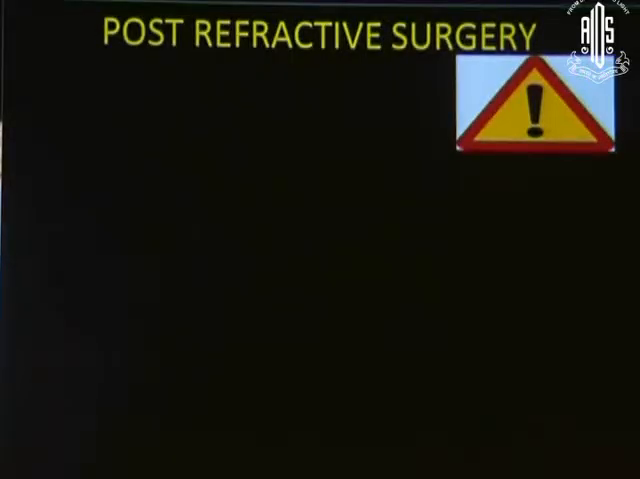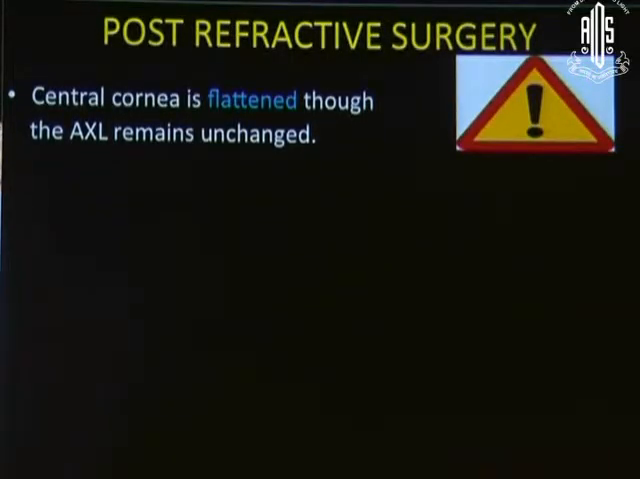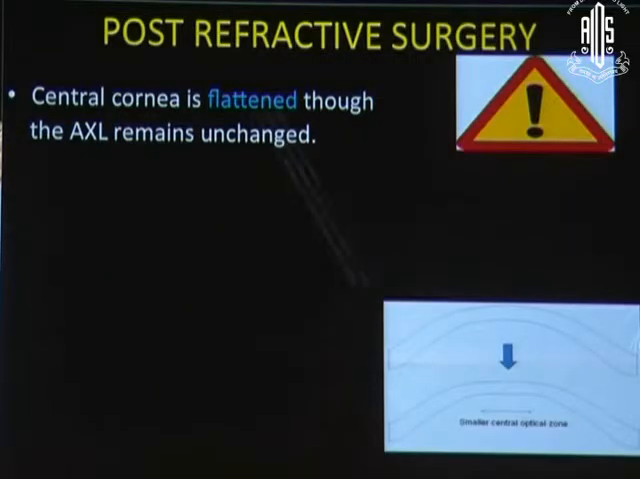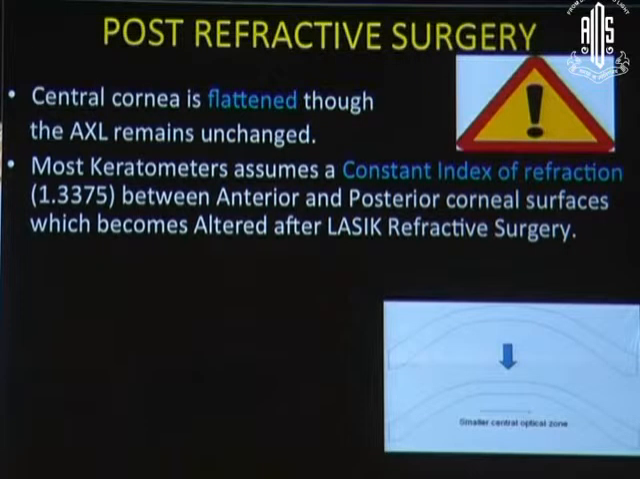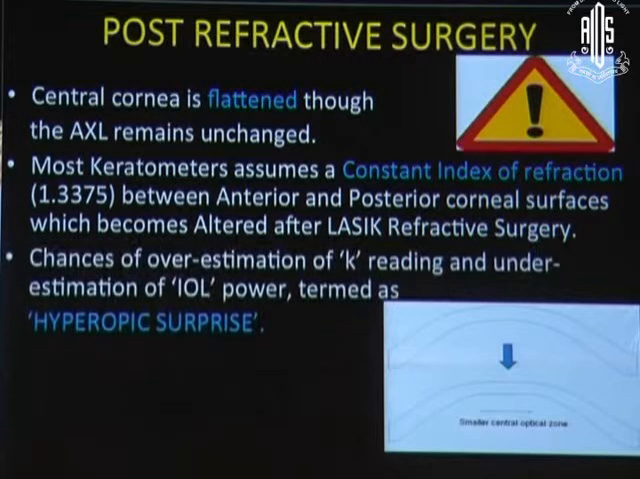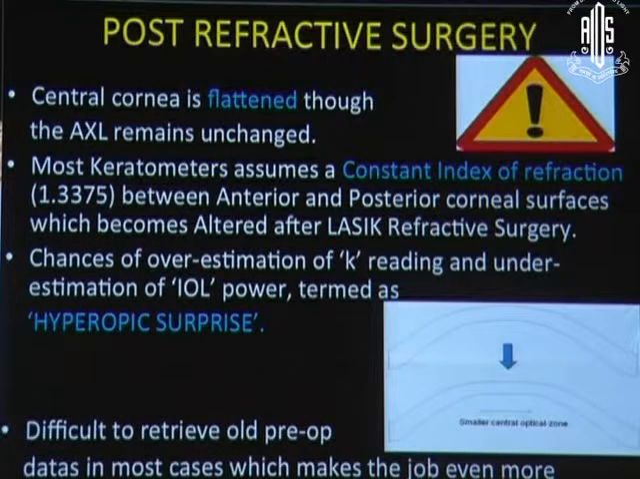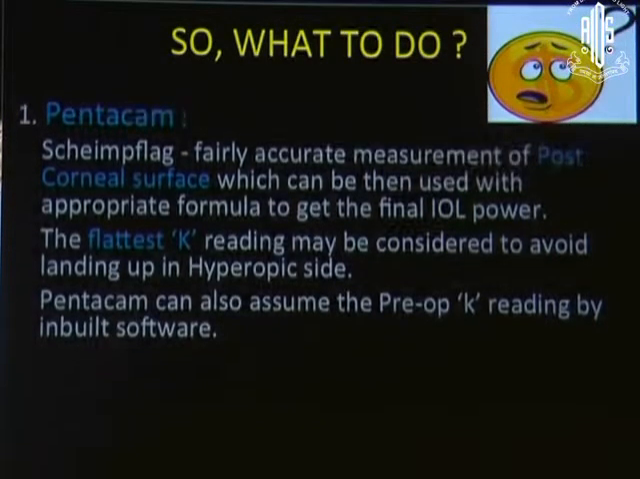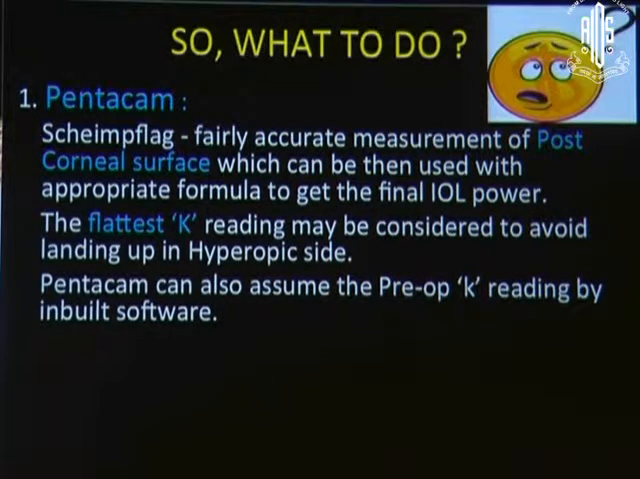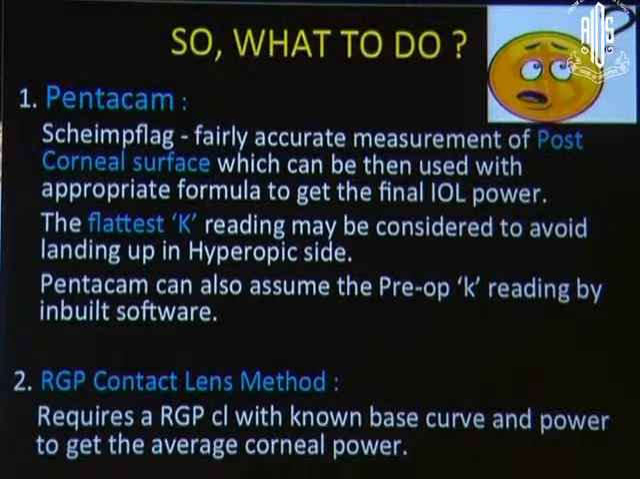So what about post-refractive surgery, which is quite a horror for most of our surgeons? Well, why do the problems come on? It's because the central cornea has been flattened and the axial length remains the same. And the keratometer actually assumes a constant index of refraction. And that's what gives us these hyperopic surprises. And therefore, what do we do? So the Pentacam is there, and the posterior corneal surface can be assessed. The flattest K needs to be taken so that we have as little error as possible.